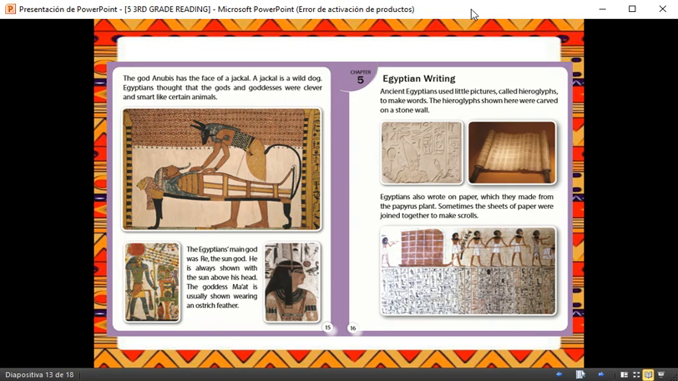Egyptian writing. Ancient Egyptians used little pictures called hieroglyphs to make words. The hieroglyphs shown here were carved on a stone wall. Egyptians also wrote on paper, which they made from the papyrus plant. Sometimes the sheets of paper were joined together to make scrolls.